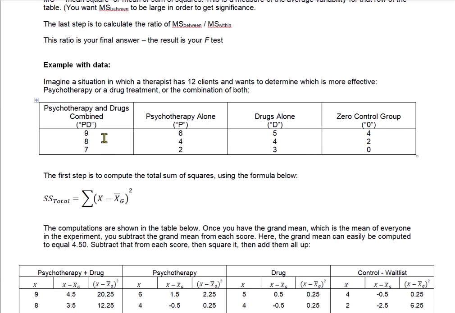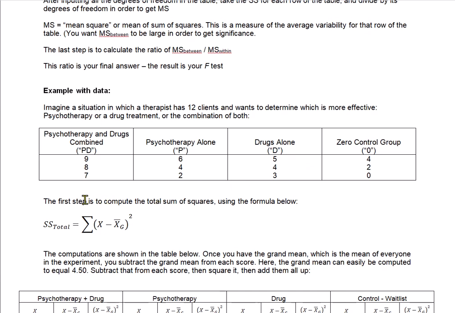Okay, so we've got the group that uses both of these treatments, the group that only gets psychotherapy, the group that only gets drugs, and then the control group. And as I mentioned in class, this data set comes from the textbook by Rosenthal and Rosnow, Essentials of Behavioral Research. There are a lot of great examples in that book. You can find the full PDF for that book online because the authors have made it available freely.